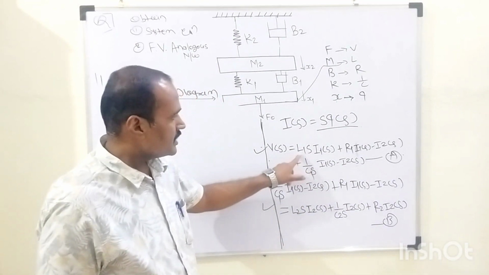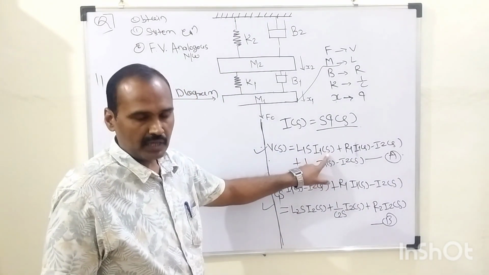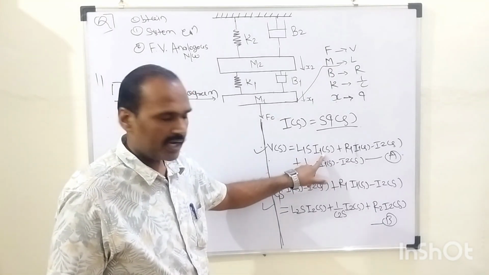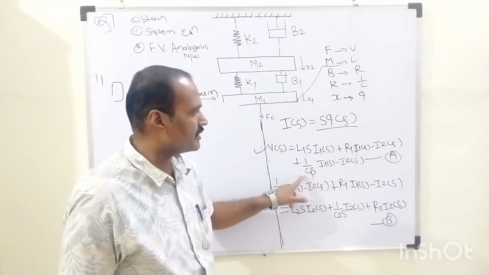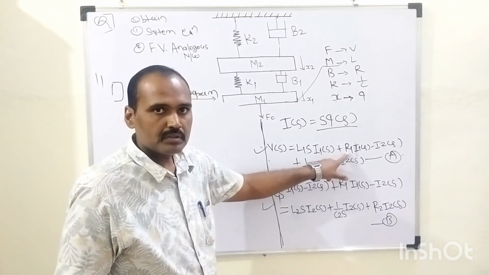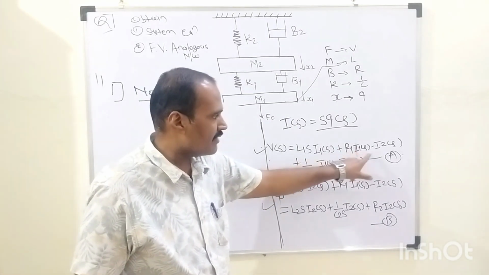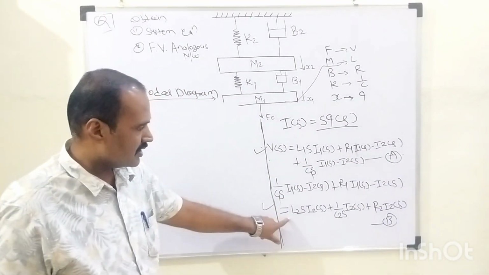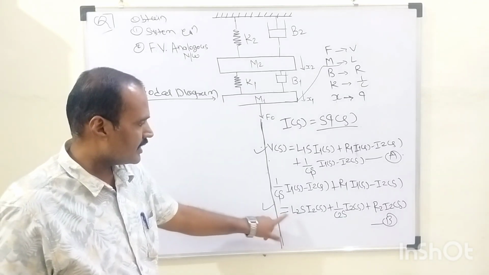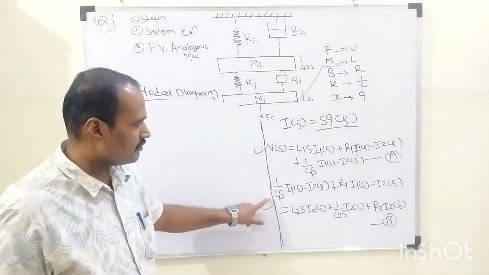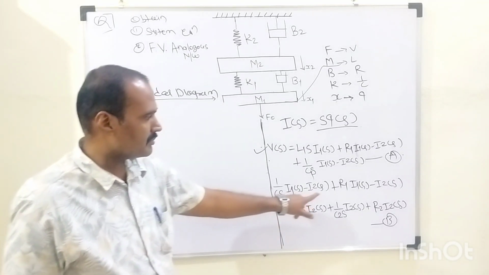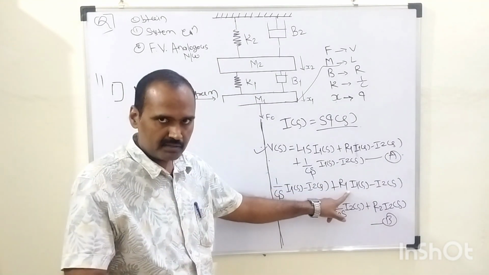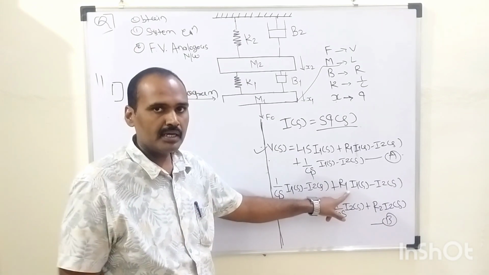Means through this L1, which current flows? I1. Through this L1, purely there will be a circulation of I1. As far as this R1 and C1 are concerned, through these two elements, which current flows? I1 minus I2, right? When we come to equation number capital B, similarly the coefficient of 1 over C1 is nothing but I1 minus I2, and the coefficient of R1 is the same term as compared to equation number capital A.